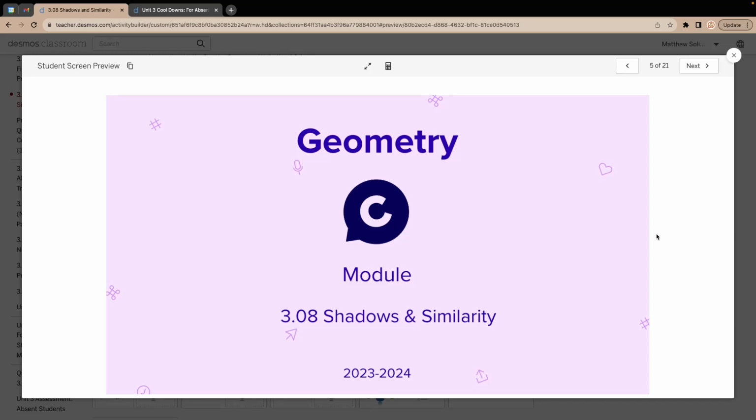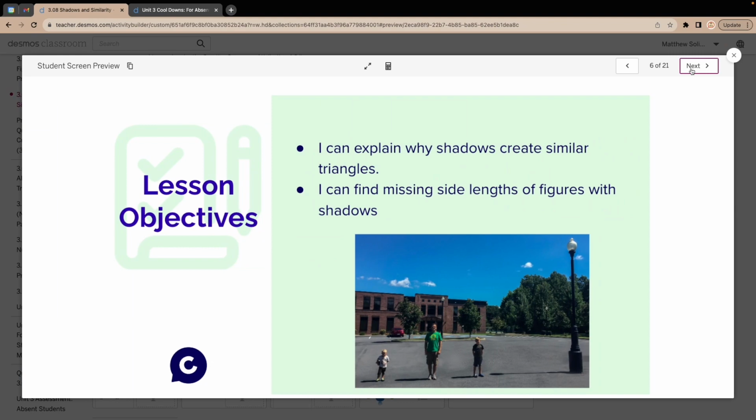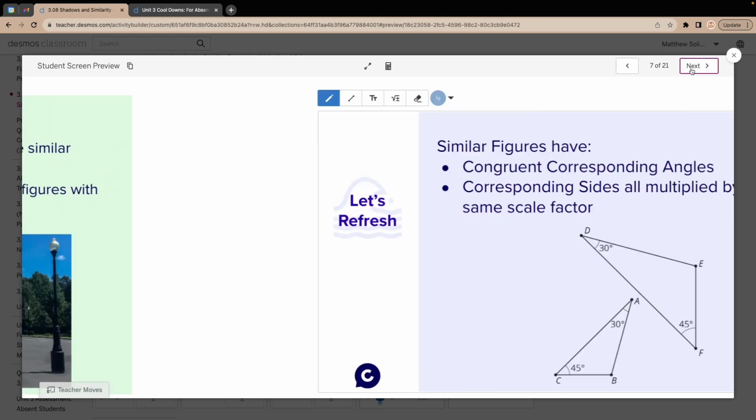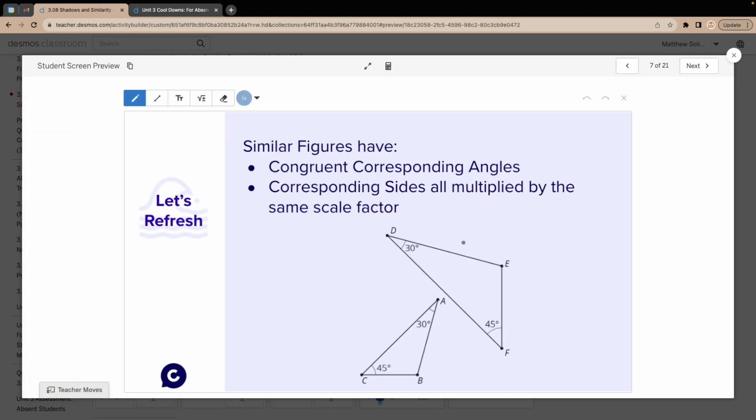For this lesson, we talked about shadows and how they create similar triangles. So that's our goal. How do these shadows create similar triangles? Well, first let's review. When we have similar figures, the corresponding angles are congruent. So angle D matches up with angle A here. They're both 30.